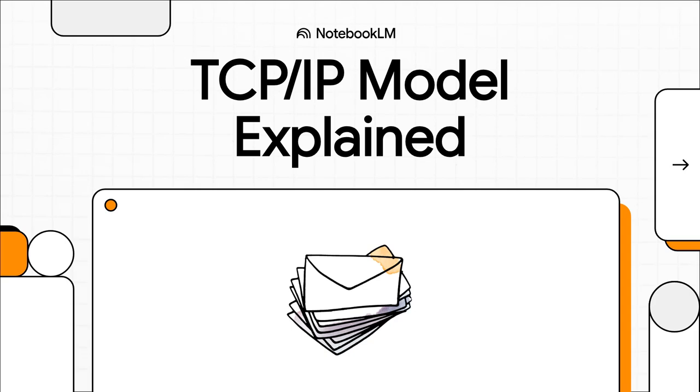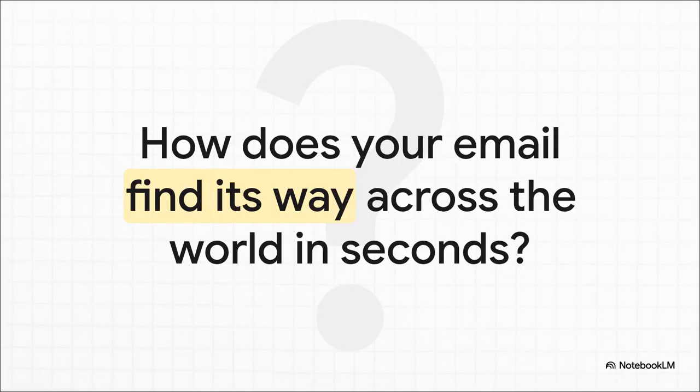Today, we're going to pull back the curtain on the internet itself. We're talking about the invisible set of rules that honestly runs our entire digital world. It's called the TCP/IP model, and it's fascinating. I mean, really think about it for a second.